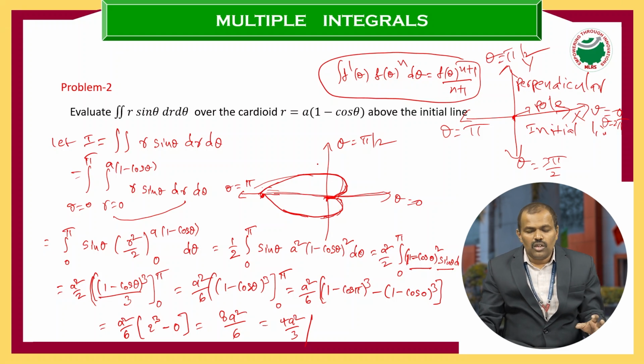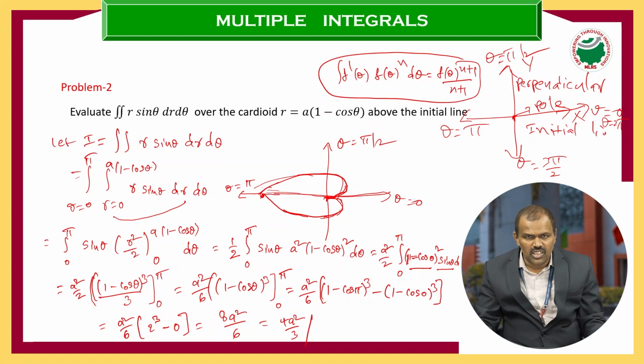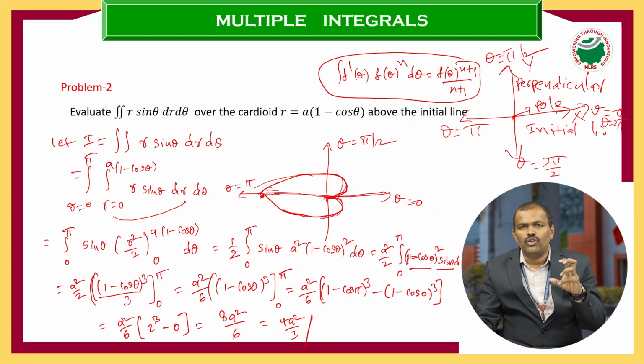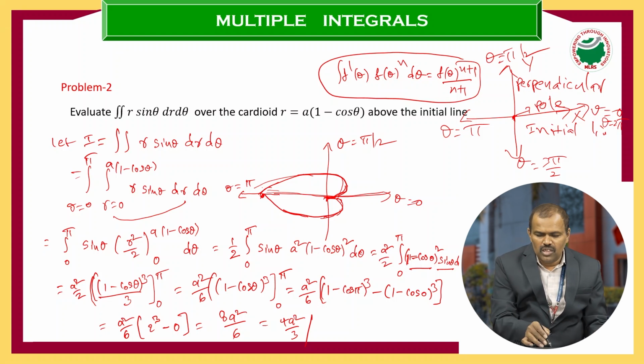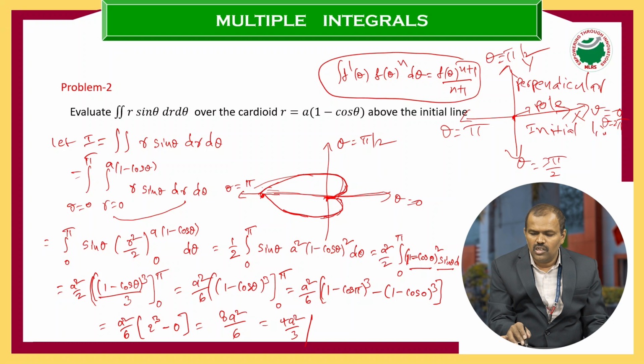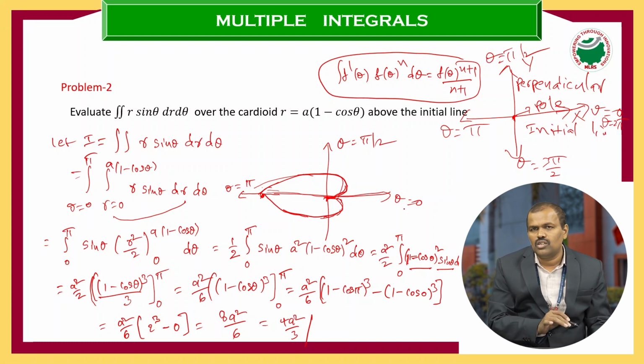Right. So here first we have to draw the rough sketch. From that only we can extract the limits, where r is running from where to where and theta is running from where to where. So it's very simple. In polar form, this is the initial line, which is the x-axis. Theta is equal to 0 to theta is equal to 180.